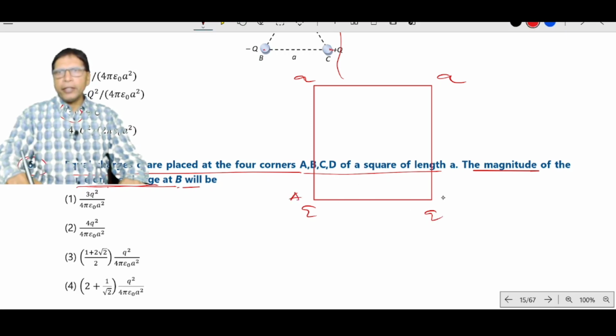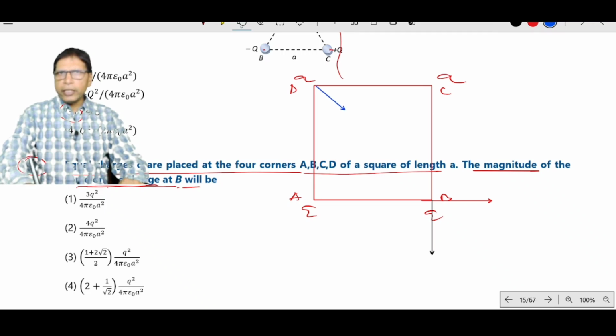This is the point A. This is the point B. This is the point C. This is the point D. Now look at this. The force experienced by the charge at B due to A is directed along this direction. The force experienced by the charge at B due to the charge at C is directed along this direction. And these two forces are equal. And in the same way, the force experienced by the charge at B due to the charge at D is directed along this direction. Now we have to calculate the resultant of these three forces.